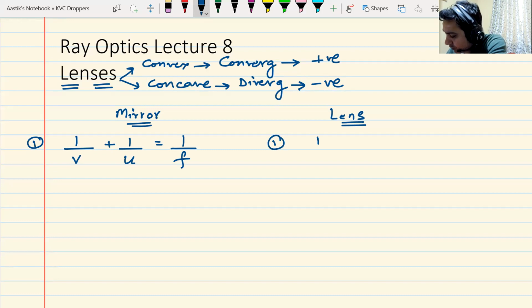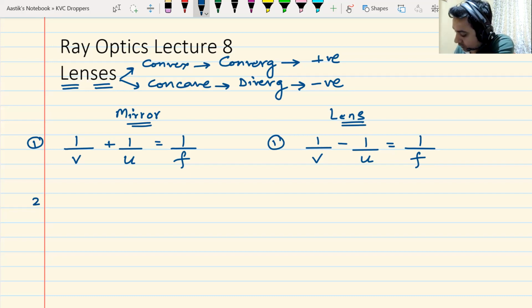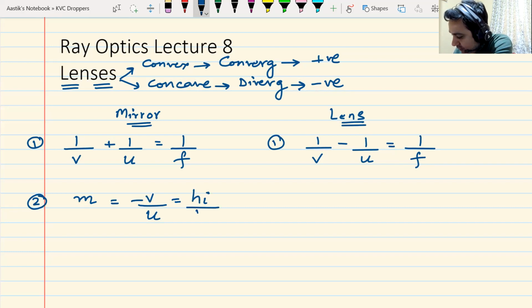We have a lens formula here. 1 by V minus 1 by U is equal to 1 by F2 or F. This is known as the lens formula. Remember, the F that we are using here is the second focal length. Yes or no? Yes, sir. The second formula that we had seen was the magnification. Magnification was minus V by U, and that was nothing but height of the image divided by height of the object. Yes or no?